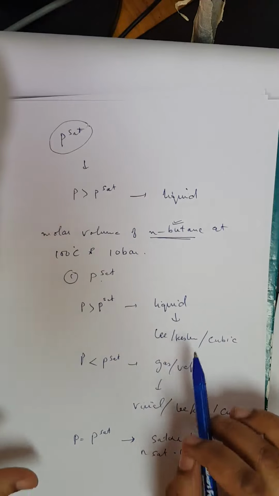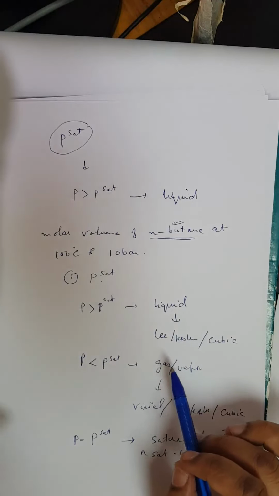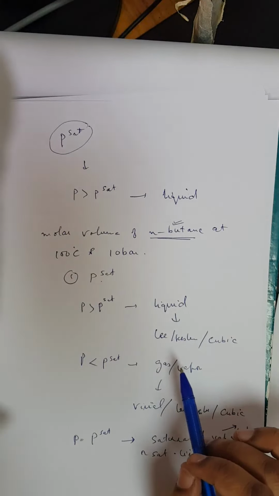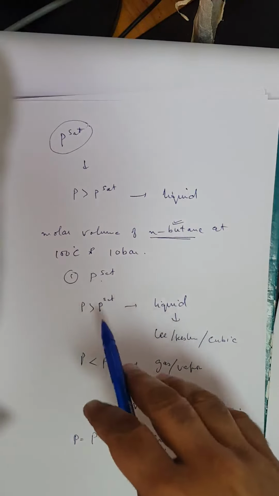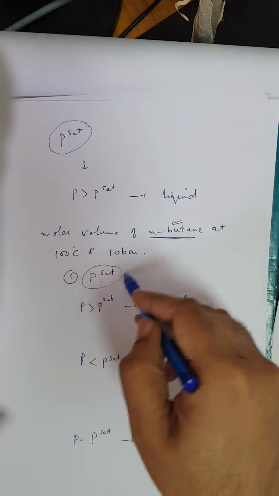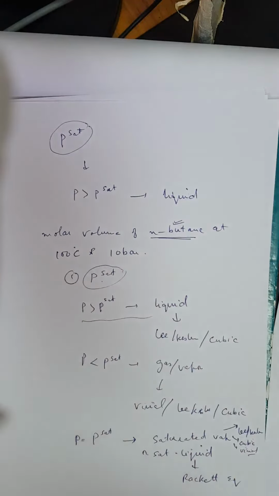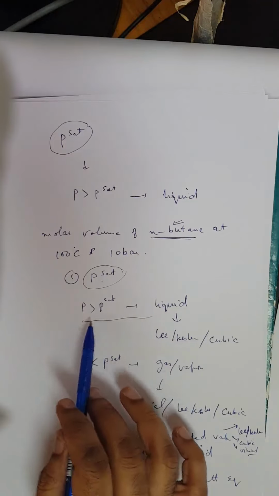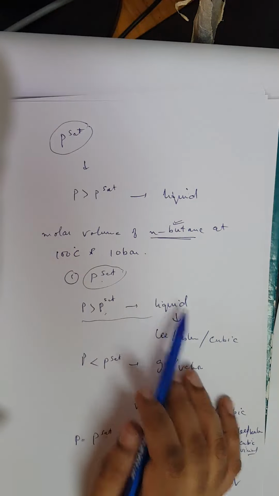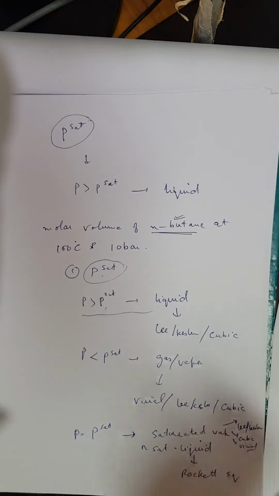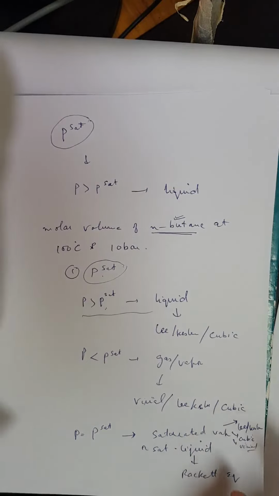So whenever you solve any problem in an exam or in quizzes or assignments, you must first find P sat and then compare your P sat value with the given pressure. If the given pressure is more than P sat, it means liquid, so you have to use the given equations. Then you can solve the problem accordingly. So this is the end of chapter 6.